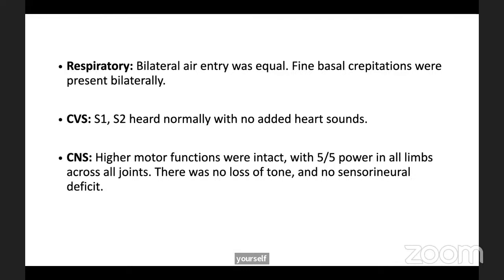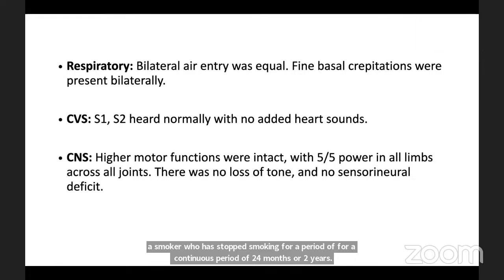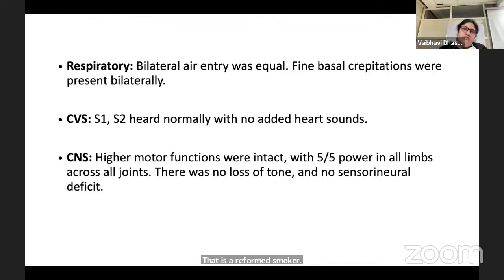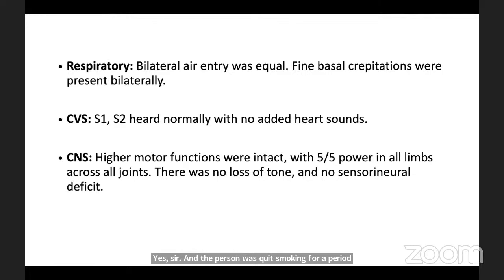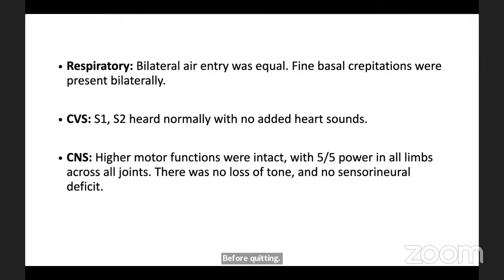Second, what is a reformed smoker? Sir, a smoker who has stopped smoking for a continuous period of 24 months or 2 years. Is that the definition? He should be a smoker before, right? Yes, sir. How much should he have smoked before quitting? Sir, at least 100 beedis or 100 cigarettes. Okay.